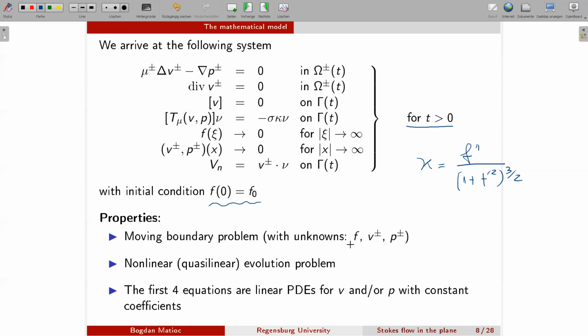I will refer very often only to f as being the solution because, and this is a strategy how to prove well-posedness, what we do is we solve the first 6 equations, and we will do this in a minute. And we will show that if we know f, then v and p, okay, there's a question in the chat.